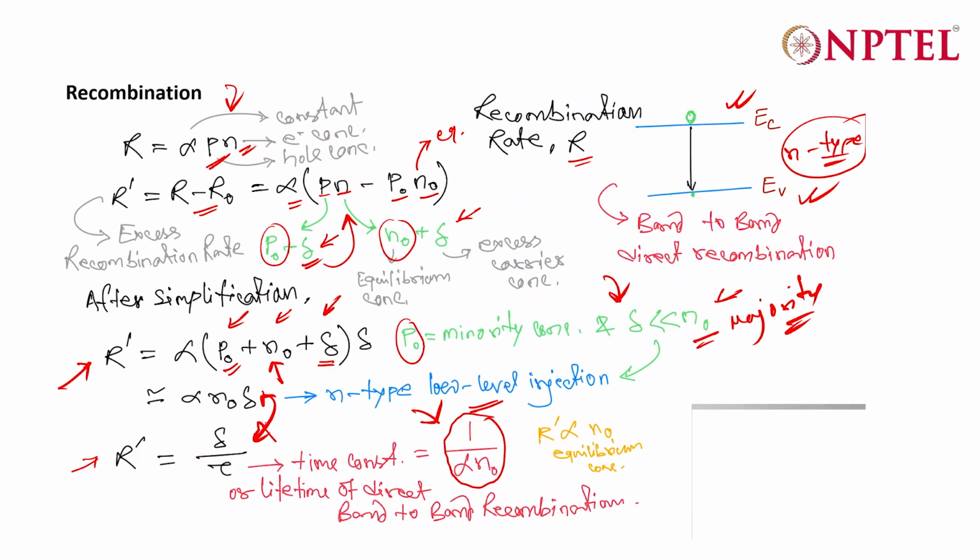So if you consider both of them, you will see that the value of alpha is nothing but, the value of tau is nothing but 1 by alpha n0, right? Now, in this case, your excess carrier recombination rate, or excess recombination rate, is proportional to the equilibrium concentration N0, right?